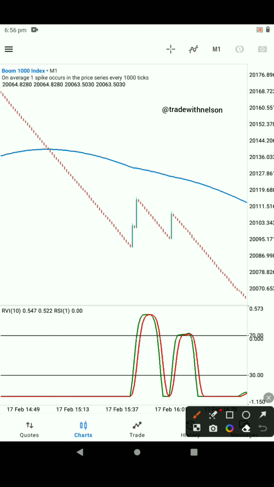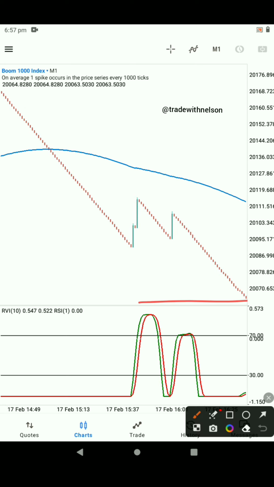Then we see over here there is a spike, there is no cross in the RVI. So in the RVI and RSI, we look into the 70 level. For the crash market, we look into the 30 level.